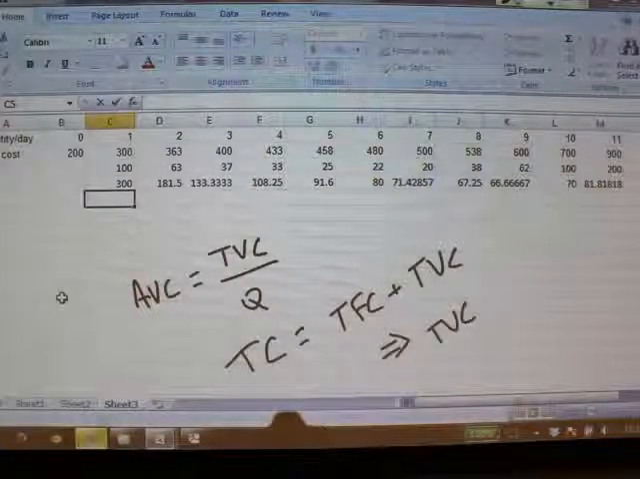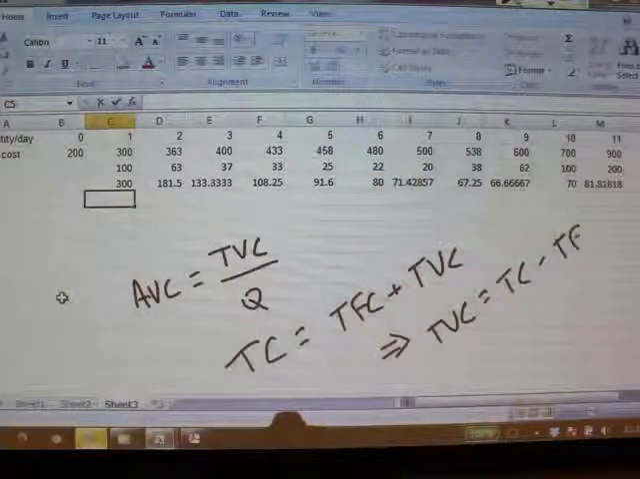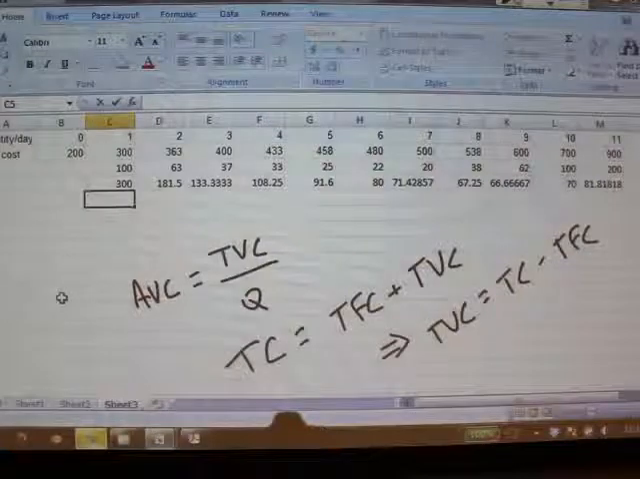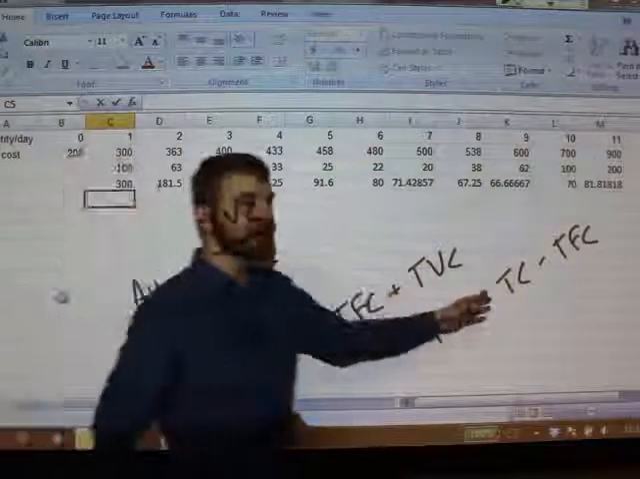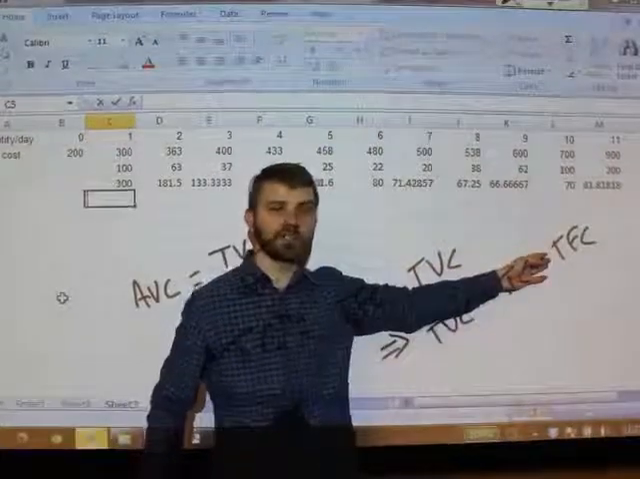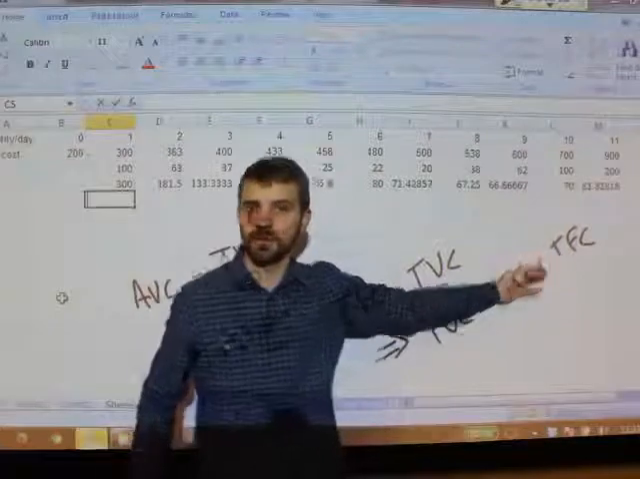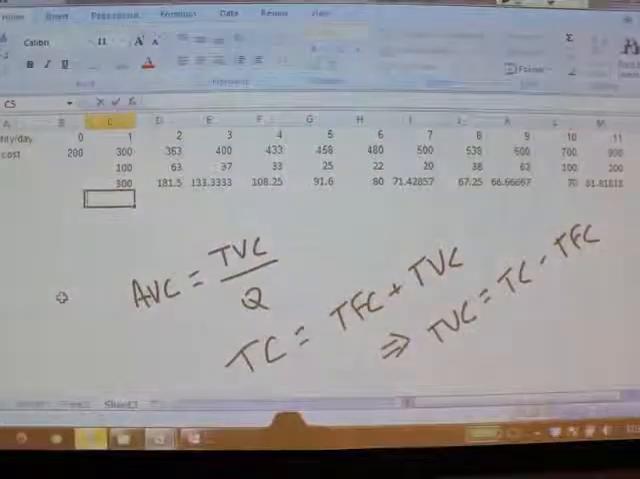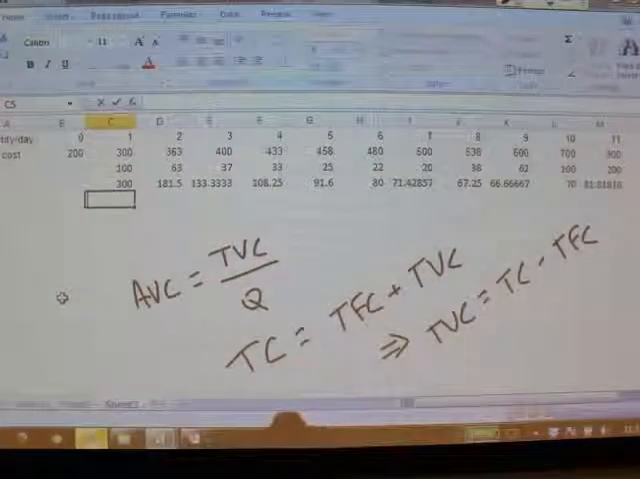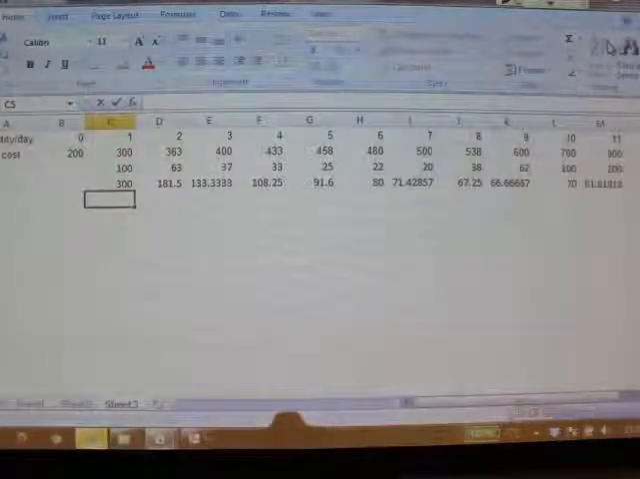Total variable costs equal total costs minus total fixed costs. And do we know the total costs for every unit of output? Yes, we do. Do we know the total fixed costs for all units of output? Yes, we do, and that value is 200. So all we have to do is subtract 200 from the total cost for each quantity.